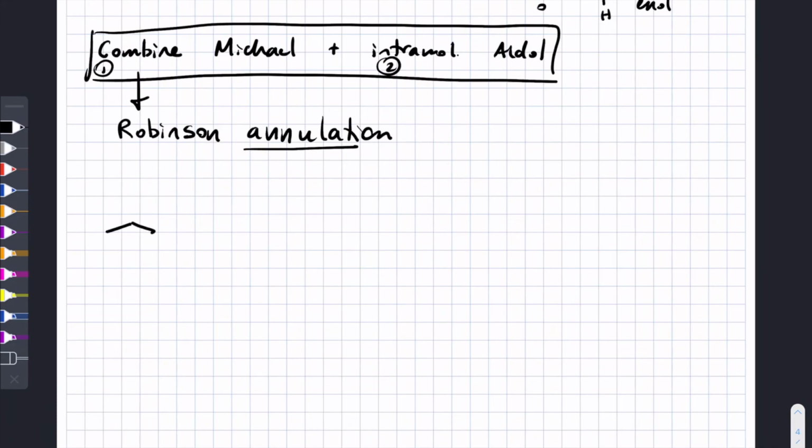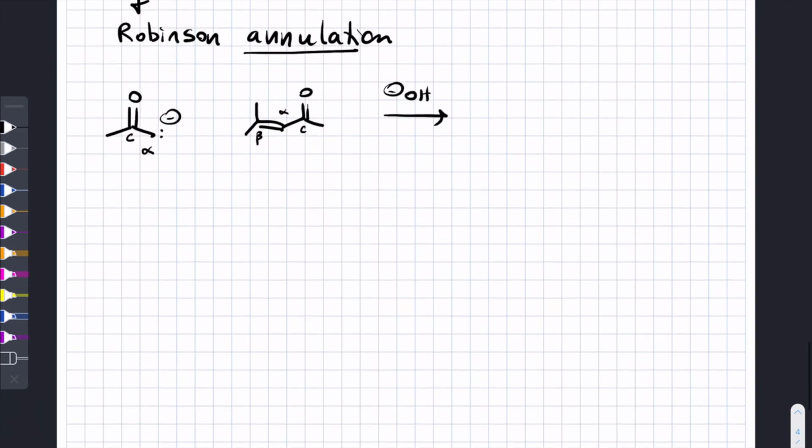So I'm going to keep the players fairly simple for our first reaction. Here's an alpha-beta unsaturated carbonyl compound. Here's a ketone. We're going to make the enolate. This reaction is done using OH-. I'm not going to show you the making of the enolate from the starting ketone because I think you can do that without my help. You're going to have the enolate attack the beta carbon. That's the Michael step. And your product is going to look like this.